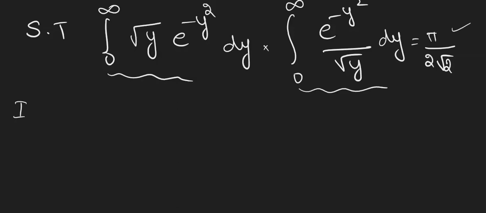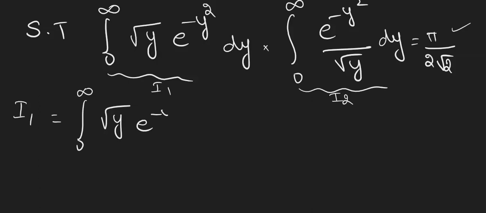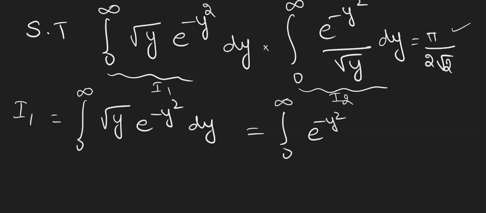What we will do, we'll write the first one as I1, the second one as I2, and we will multiply both at the end. First we will solve this problem, integral 0 to infinity root y e power minus y square dy. Take this as a separate question. I can write this as integral 0 to infinity e power minus y square, and root y is nothing but y power 1 by 2 dy. Now I'm going to check with the formula that suits this.